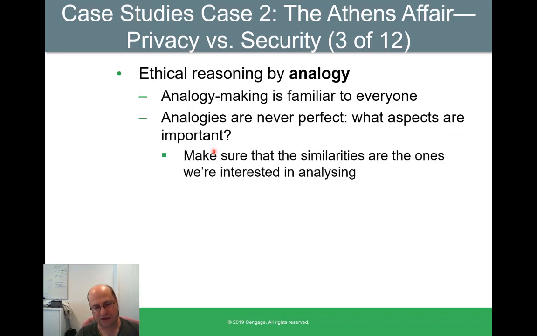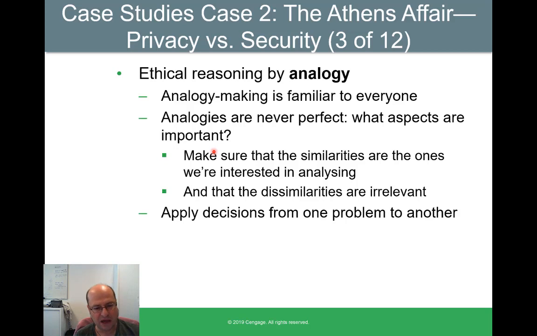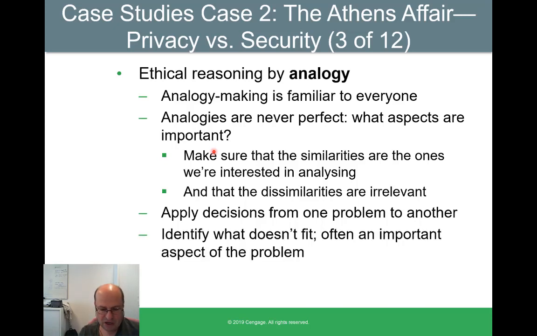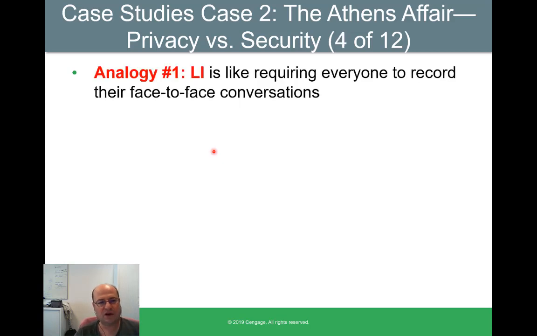So we make sure that the similarities between the two domains, the domain that you want to analyze and the analogous domain, are the points that we are interested in analyzing in the problem, and that the differences, the dissimilarities, are irrelevant. And then we could make decisions from one problem to another. It may be easier to see an analogous problem, take a decision there, and import the decision to the problem that we want to analyze. And always identify what doesn't fit, and whether this is an important aspect of the problem or not. So let's get to lawful intercept.